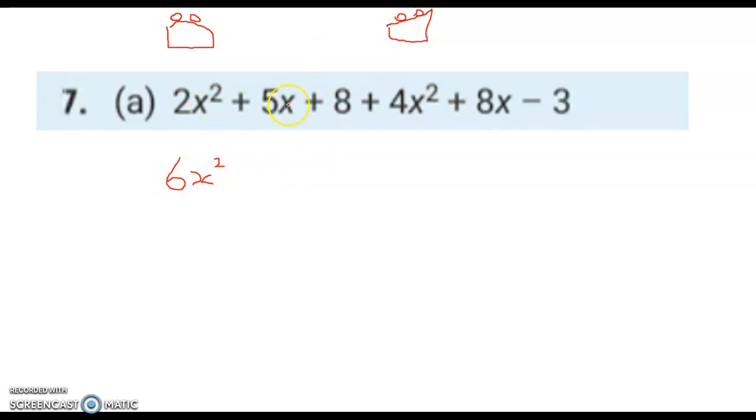Now, this 5x, so imagine you have 5 egg boxes, and you have another 8 egg boxes over here. So 5 egg boxes, you have another 8 egg boxes, the x's are the same thing, so 5 and 8 gives you 13, so 5 egg boxes and 8 egg boxes are going to give you 13 egg boxes there. So we're now up to 13x there in that one.